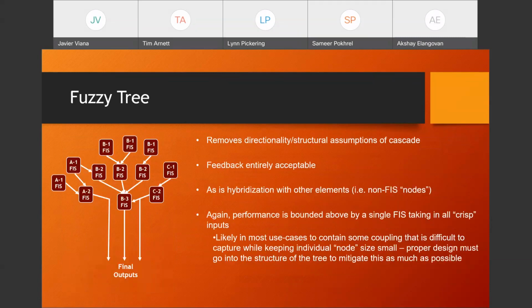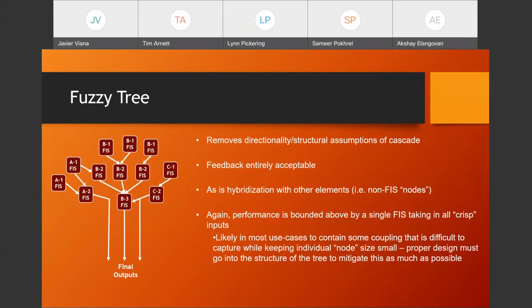To extend that, this is a graphical representation of a fuzzy tree. This removes those directionality and structural assumptions of the cascade. Feedback is also entirely acceptable. So let's say you had B2 right here. This is at level B2, but let's say this is a particular FIS whose output can potentially get fed back into B2. It can use its prior assignment to then update its next action.